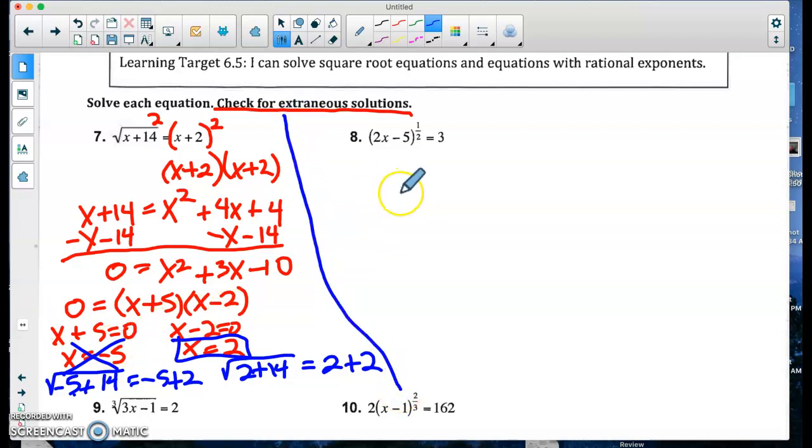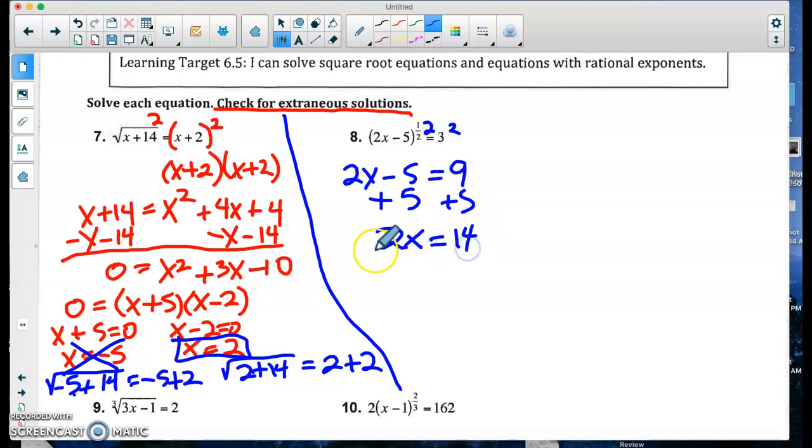Our next solving one looks a little bit different, but still very similar. 1/2 is really the same as square rooting. So to get rid of a square root, just like on number 7, we're going to square both sides. When we do that, this half and the square are going to cancel, so I'm just left with 2x minus 5. And on this side, 3 squared is going to give us 9. Now we have solving like we've done since probably 7th, 8th grade. We're going to add 5 to both sides. We're going to divide by 2 on both sides. And we're going to have x equals 7.